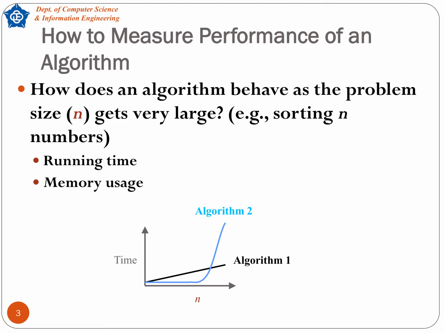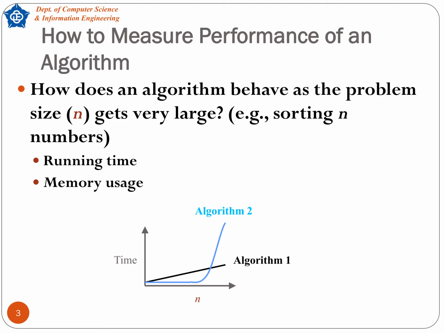How does an algorithm behave as the problem size n becomes very large? Here, we're zeroing in on two critical resources: running time and memory usage. On the chart, time is on the vertical axis and problem size n on the horizontal. The black line represents algorithm 1. It climbs steadily, showing nice, predictable linear growth.